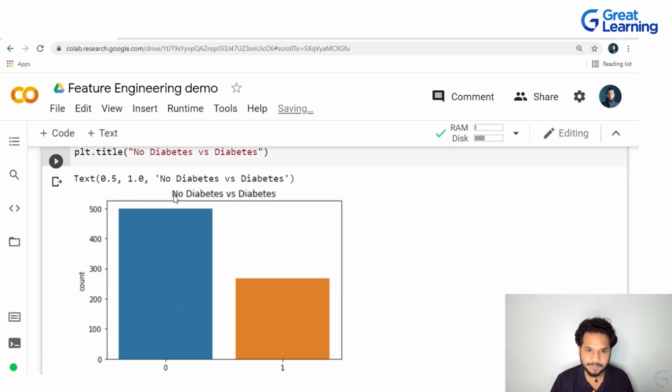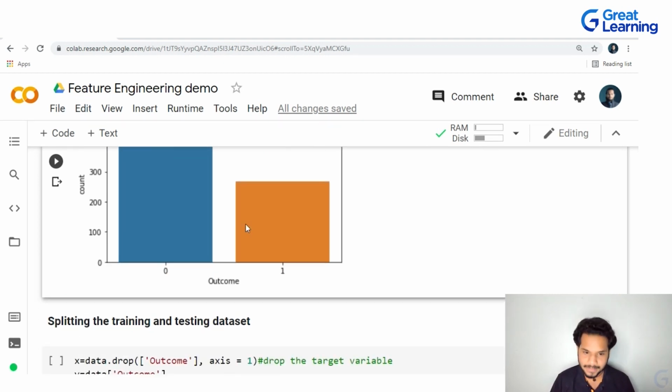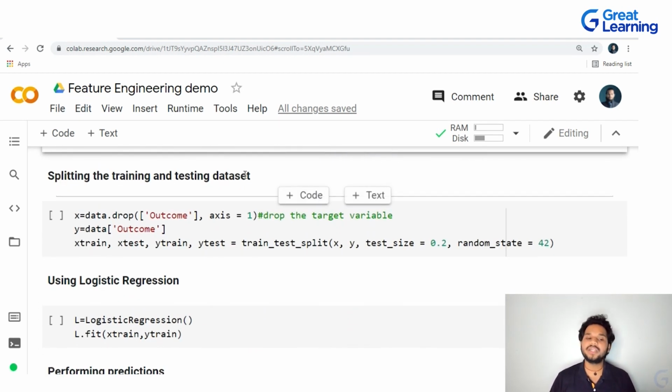So since this is bigger, I can say that 500 people have no diabetes, and somewhere around 250 or 260 people have diabetes. This is another quick way. Instead of writing all of this code, you can quickly find out who has diabetes and who doesn't, right? Great. Now what do we do next?